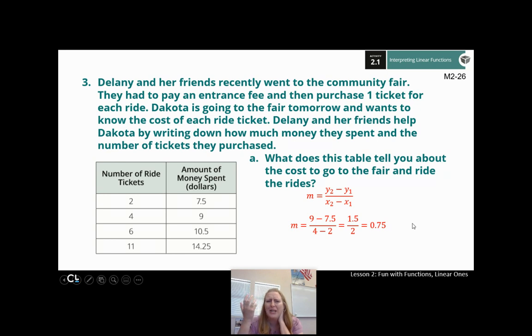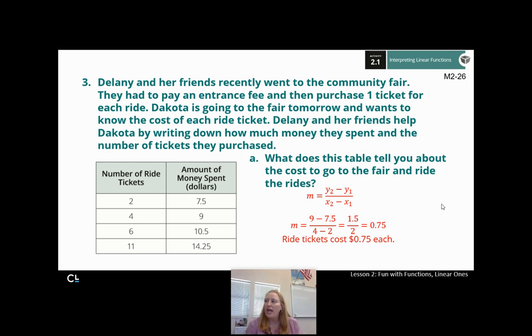Now, what is this that we just found? That's an important question. Well, remember last time, dollars per pretzel. So if we look, my Y is in dollars divided by my number of tickets. So this is going to be dollars per ticket. So it looks like it's 75 cents per ticket. So that actually is good to know. So the ride tickets cost 75 cents each, 0.75 per ticket.